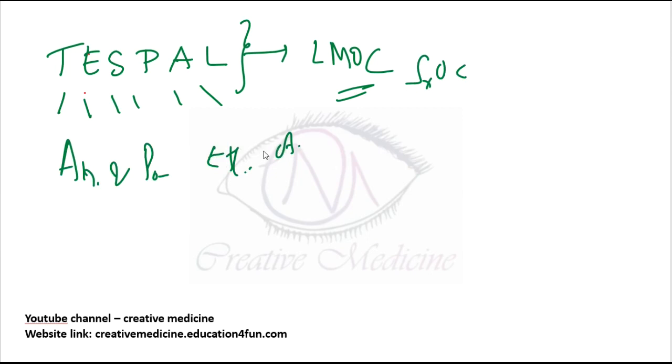Okay, these anterior and posterior ethmoidal arteries are actually ligated between the inner canthus of the eye and the midline of the nose. In between it is ligated. Okay, so these are the important things.